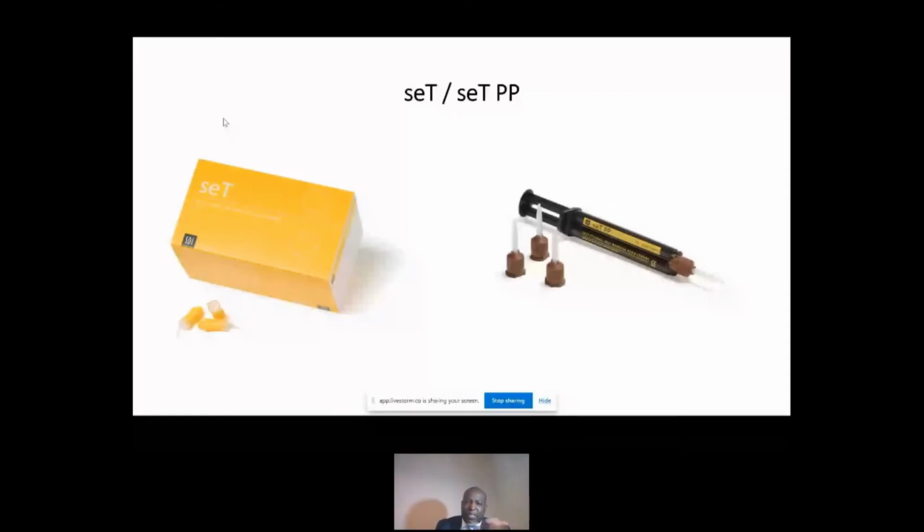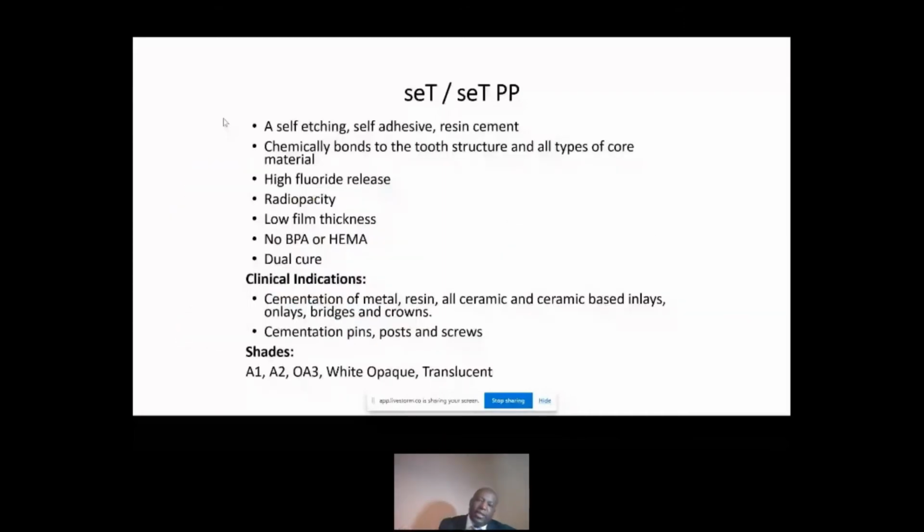But with this SDI product, there are two formulations. The first iteration was SET, which comes in a capsule. The newer generation is SET PP, which is in a syringe, and the hardening and strengthening has improved. So it's a very, very good self-etching cement. With all self-etching cements, they chemically bond to tooth structure and core materials.